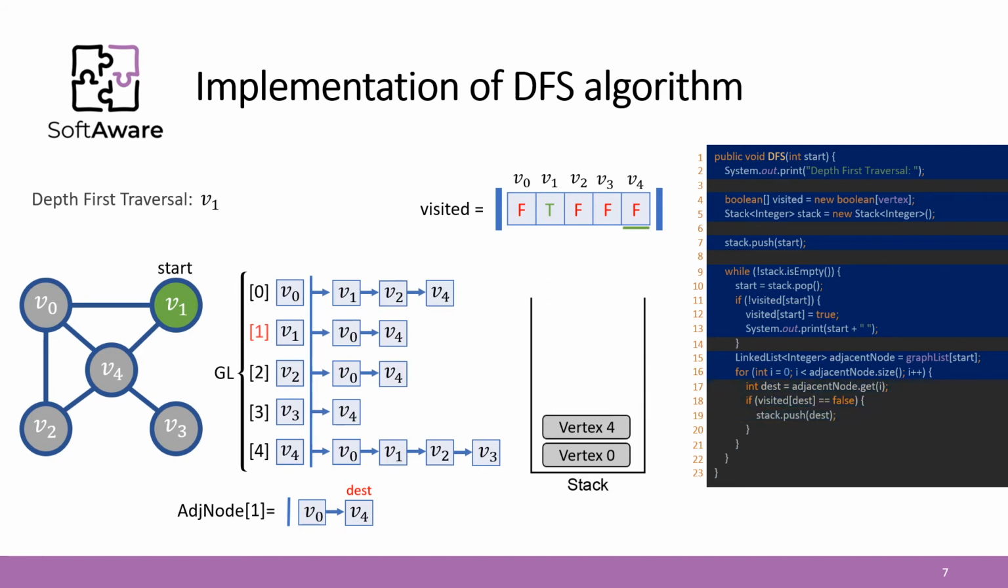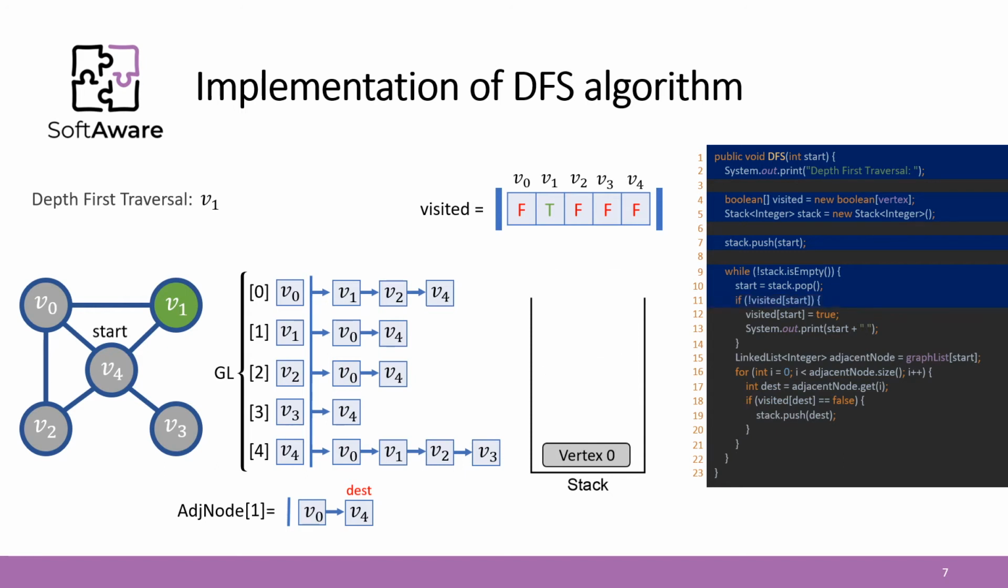At the next iteration, I is no longer smaller than adjacent node size, so we finish the execution of our for loop. Back to line number 9, our stack is not empty, so we proceed again through the while loop. At the next line, start variable will now be equal to vertex 4 and vertex 4 will be popped from our stack.